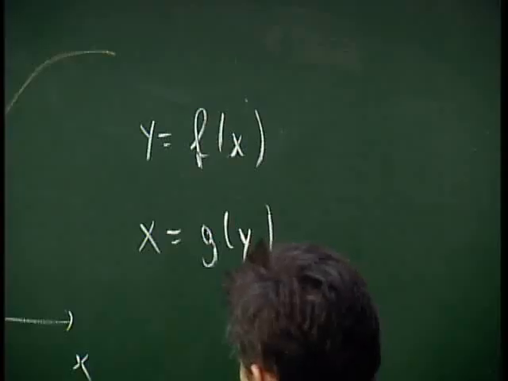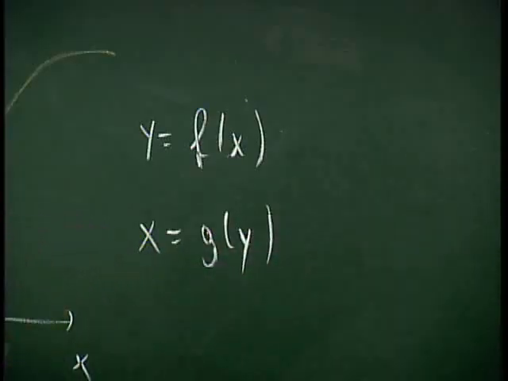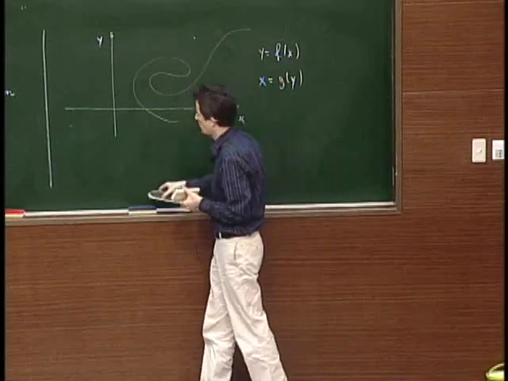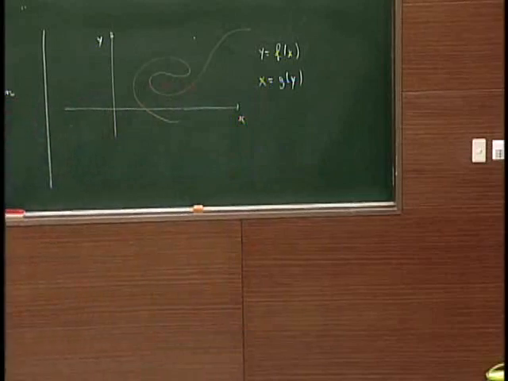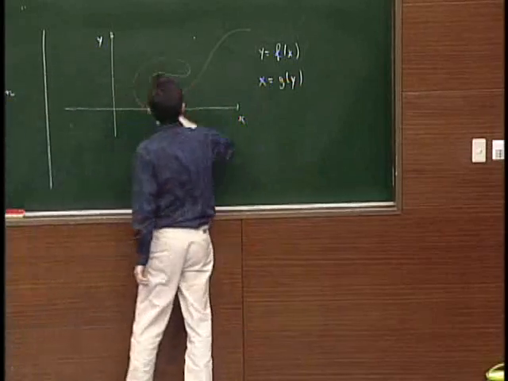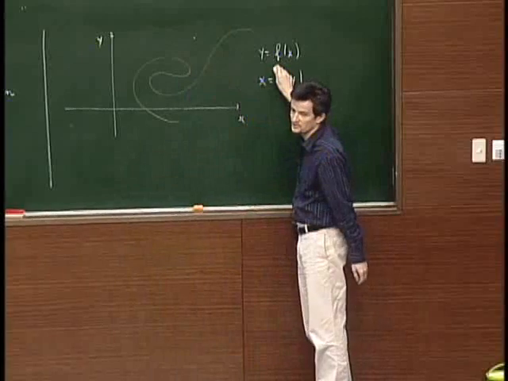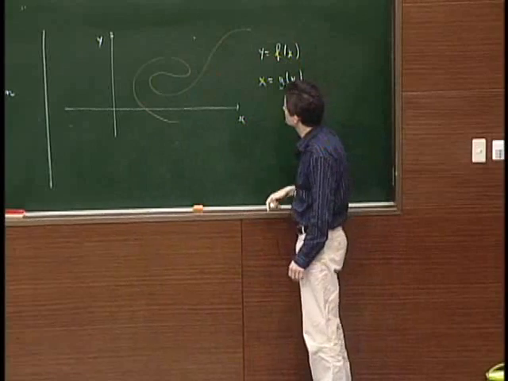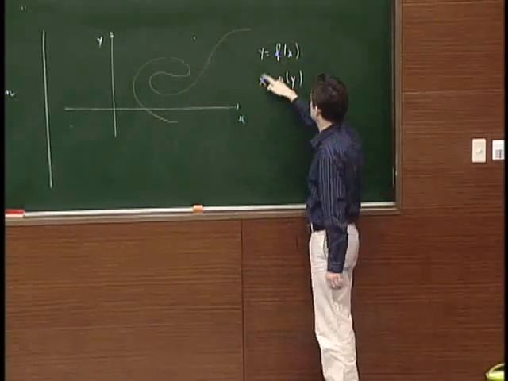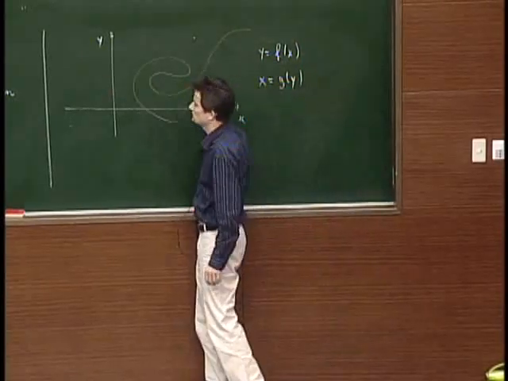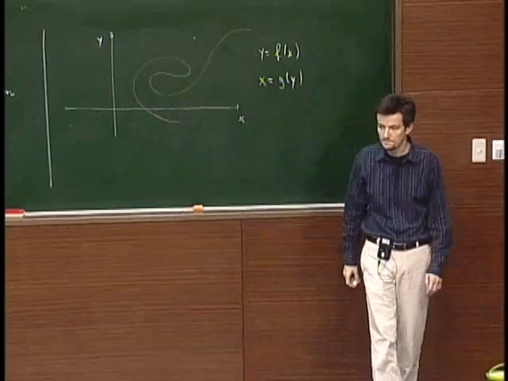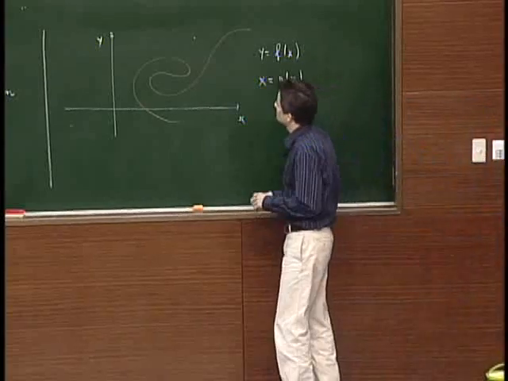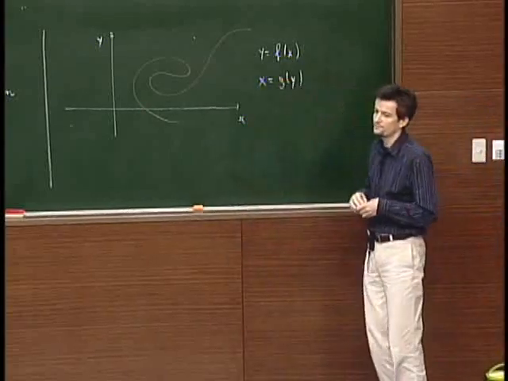Because one of the basic properties of a function is that for every x, you only have one y value. But here you see that, for instance, for this x value, you have more y values. So you cannot express this curve by such a relation. And you cannot express such a curve by such a relation either, because for certain y values, you have more than one x value. Now, what we want to do is extend our notation of functions.